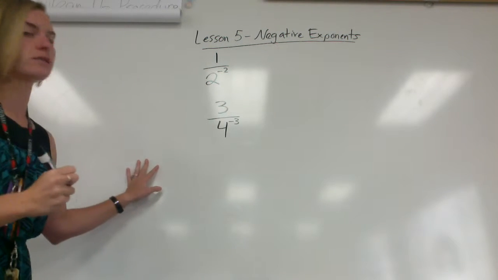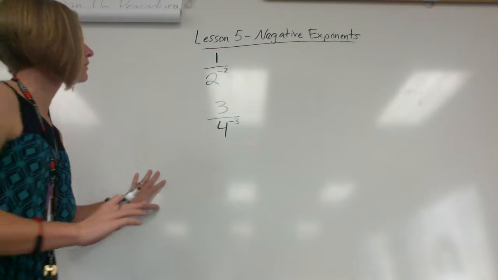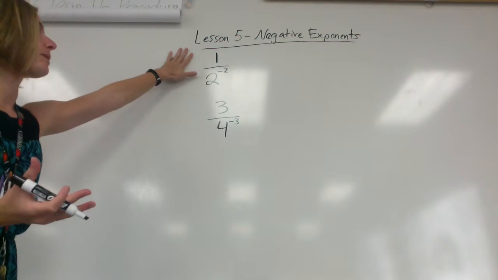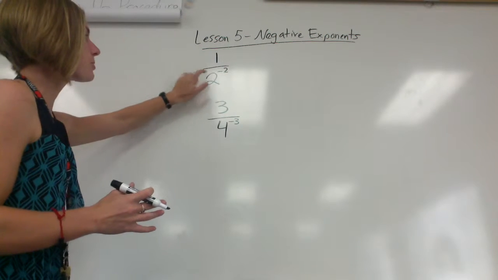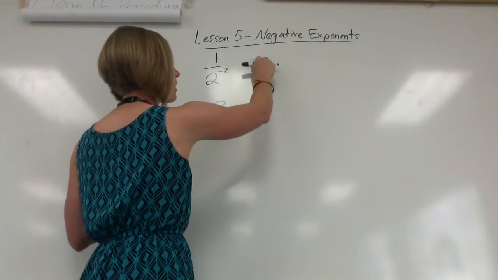Okay, let's take a look at these two. So remember, you only move what is actually negative. So the 1 is not negative, so we don't need to move it, but most of the time it won't really change anything anyways. We're going to change, though, this 2 because it's to a -2. So because it's on the bottom, I'm going to move it to the top.